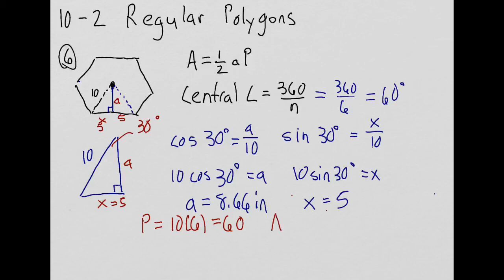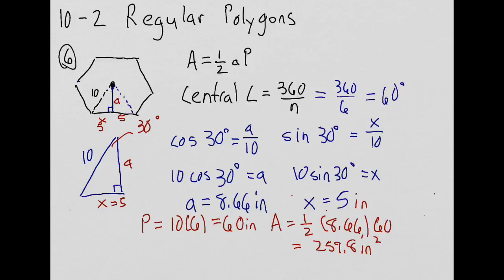So area is going to be equal to 1/2 times the apothem, which is 8.66, times the perimeter, which is 60. And so the area of this figure is 259.8. The units we're using are inches here. These are all inches. And the rest of the problems are very similar to this one.